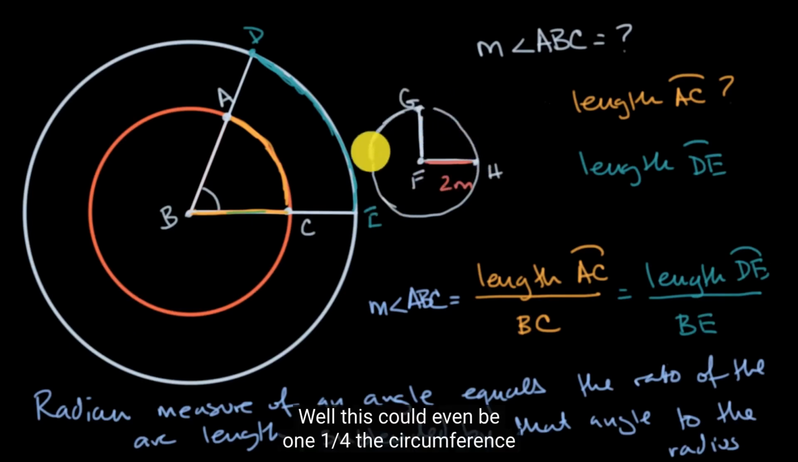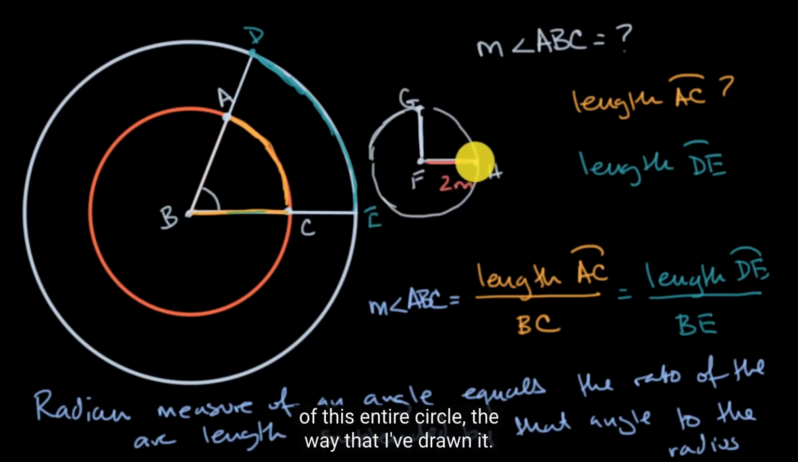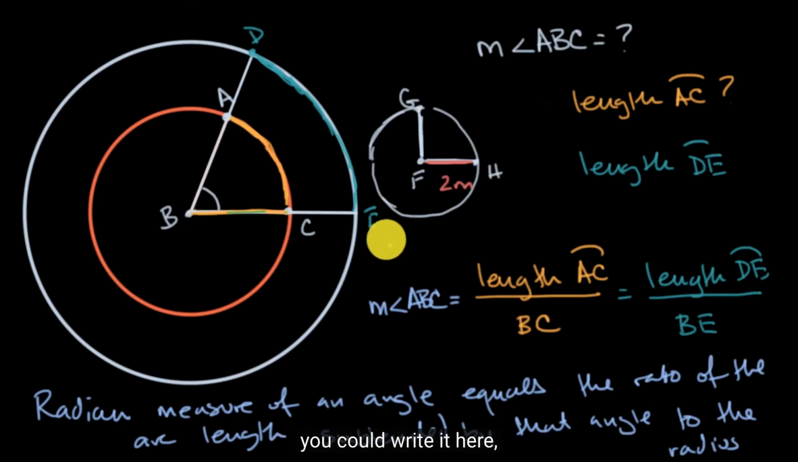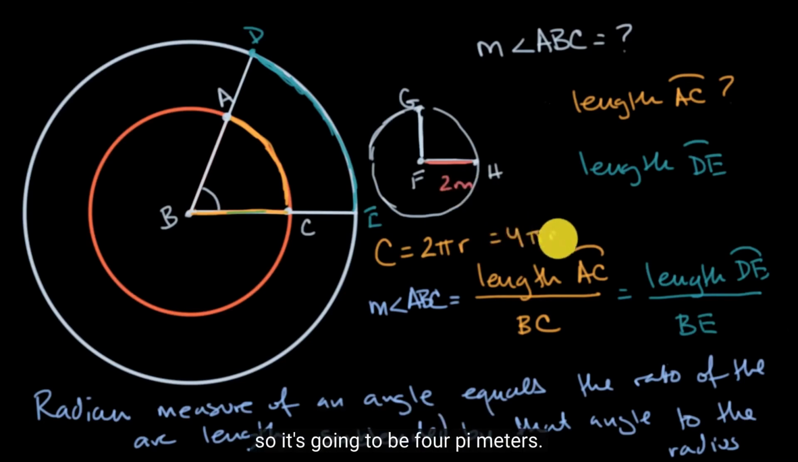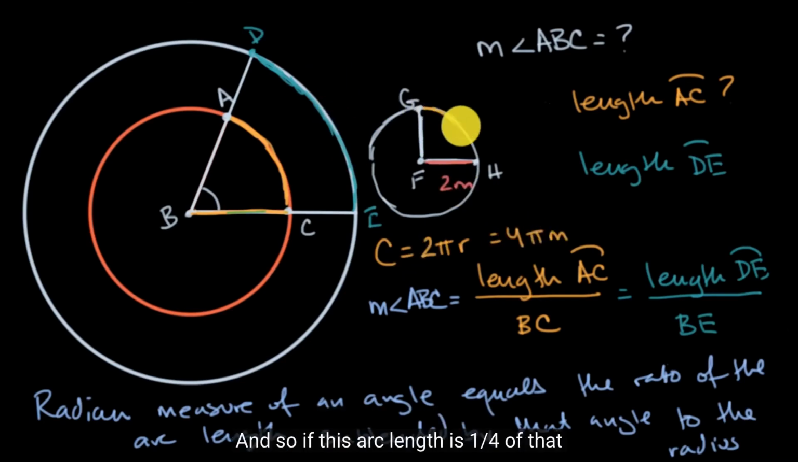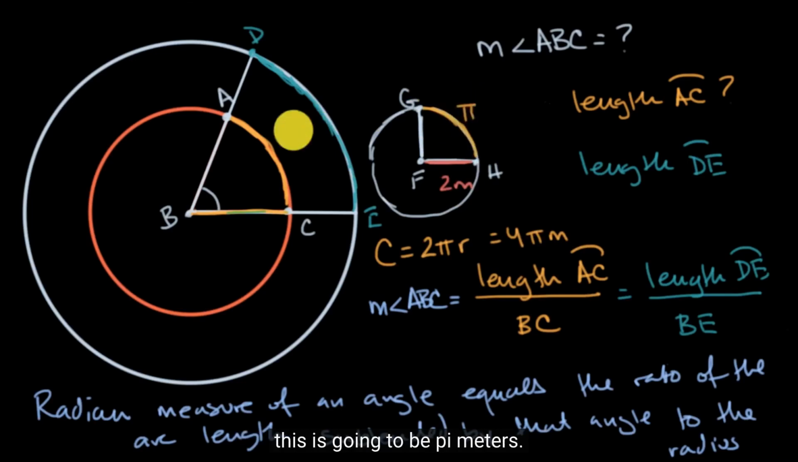Well, it's going to be 1/4 the circumference of this entire circle, the way that I've drawn it. So the entire circumference is going to be equal to 2 pi times the radius, which is going to be 2 pi times 2 meters, which is 4 pi meters. And so if this arc length is 1/4 of that, this is going to be pi meters.